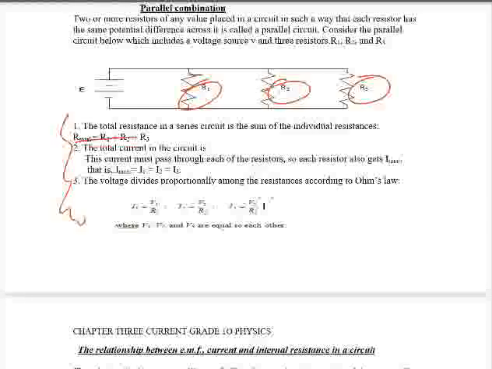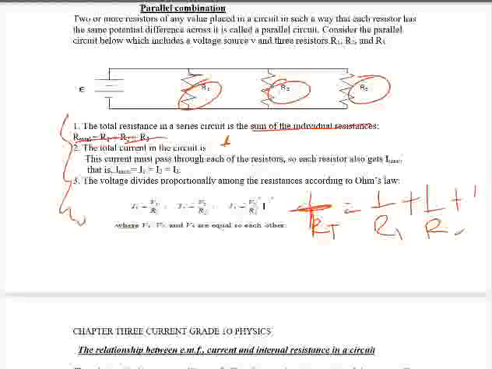It's not the sum of the individuals. For parallel, 1 over R total is equal to 1 over R1 plus 1 over R2 plus 1 over R3. We can use this relation to determine the total resistance.